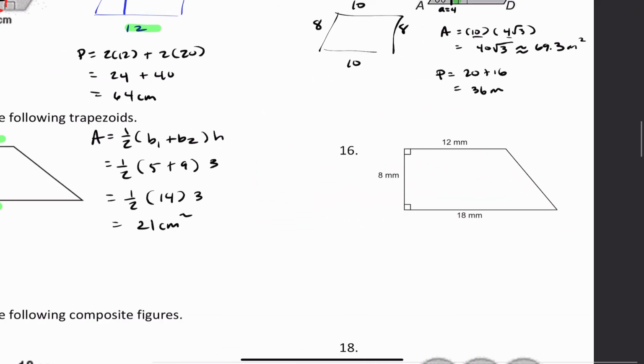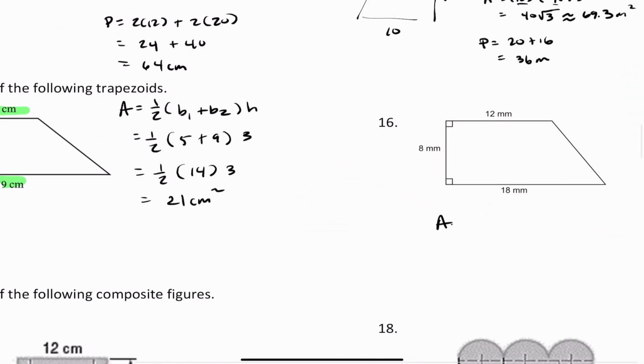Number 16, using the same formula here, I have A equals my first base. And yes, it looks like a weird trapezoid, but it's still a trapezoid, right? It's given to you. I have A equals 1/2. The first base is 12 plus 18 times the height. It's perpendicular to the two bases here, right? So our height is 8. So then I have 1/2 of 30 times 8. A half of 30 is 15. 15 times 8 is 120 square millimeters.